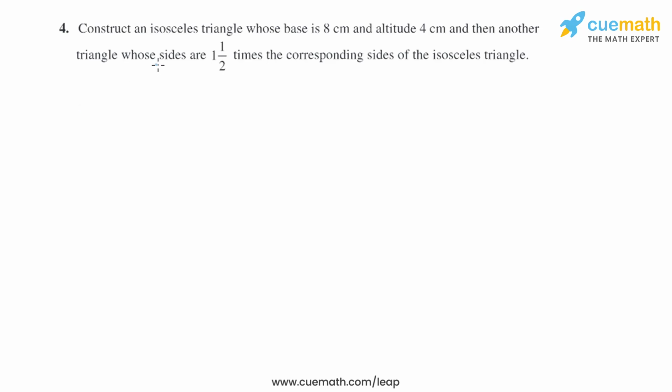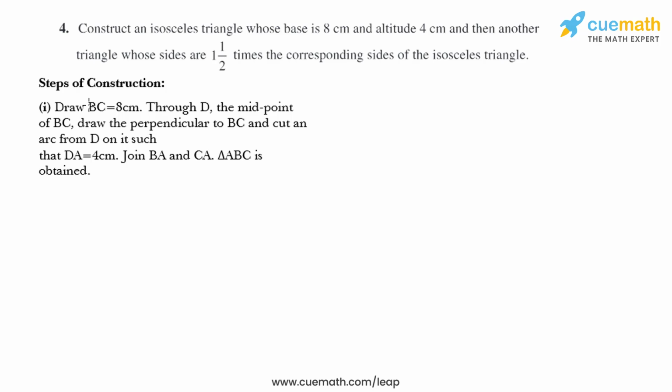Question 4 of this exercise says construct an isosceles triangle whose base is 8 cm and altitude 4 cm, and then another triangle whose sides are 1.5 times the corresponding sides of the isosceles triangle. So let's start with the steps of construction.